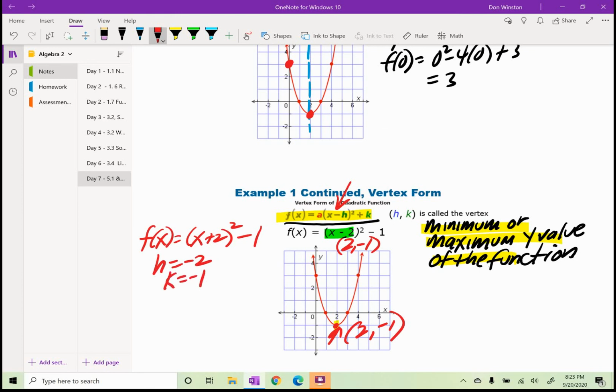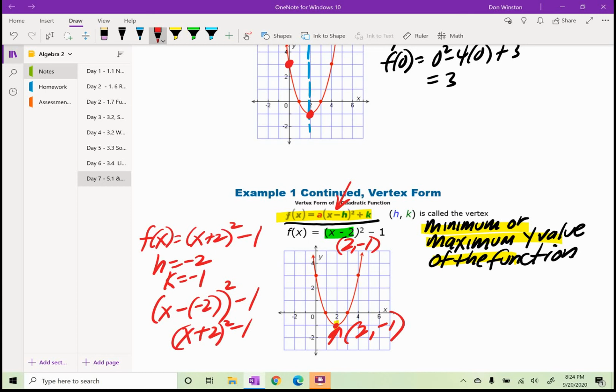And why is h negative 2? Because the function says you take x and you subtract h, and h is negative 2, and then you square that minus 1, so that would be x plus 2 squared. So don't make the mistake of saying that h is negative when it's actually positive, or saying it's positive when it's actually negative. Remember, you are subtracting h.